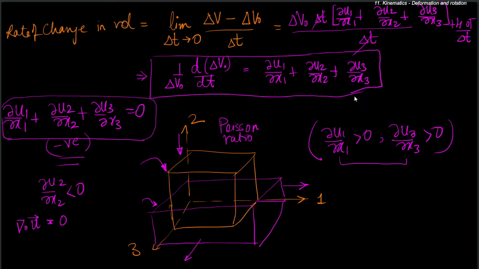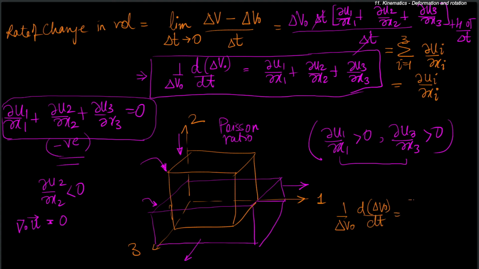And this entire thing in a summation form can be written as the summation over i equal to 1 to 3 of ∂ui/∂xi, and because i is a repeated index, we can use the Einstein summation convention to simply write it as ∂ui/∂xi. Therefore, the relative rate of change of the volume is equal to the divergence of the velocity. Equivalently, it is equal to ∂ui/∂xi.